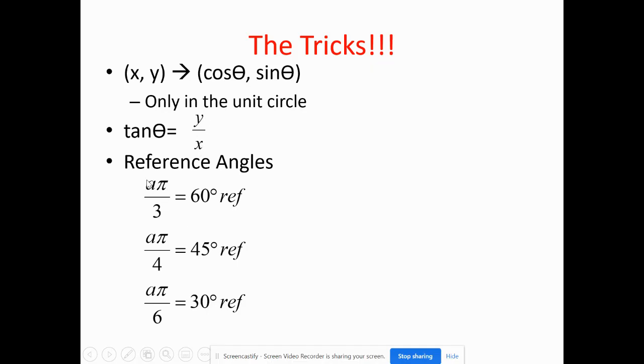Reference angles, sometimes it's helpful to know what we talked about when we did the triangles. Every pi over 3, so whether it was 2 pi over 3, 5 pi over 3, etc., it always fit the 60-degree reference triangle. And then every pi over 4 always fit the 45-degree reference triangle. And every pi over 6 fit the 30-degree reference angle. It's just something that might be helpful in the future. One way I think about it, 3 times 60 is 180, 4 times 45 is 180, 6 times 30 is 180, so that kind of helps me memorize who goes with who.